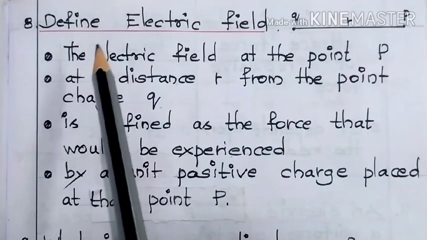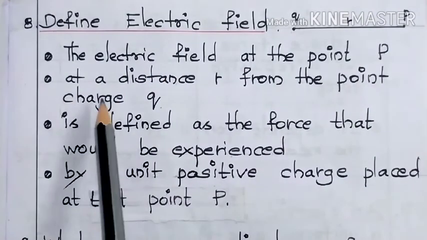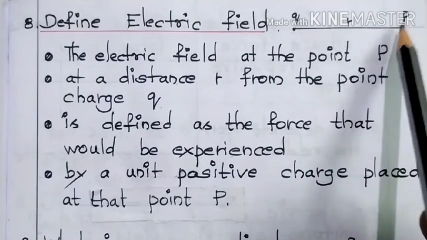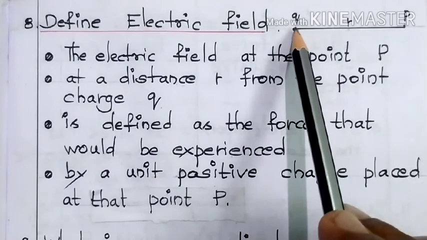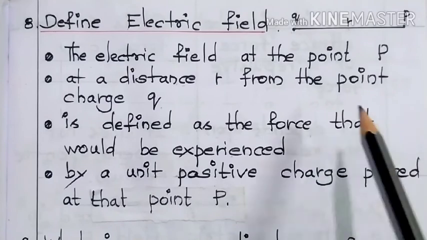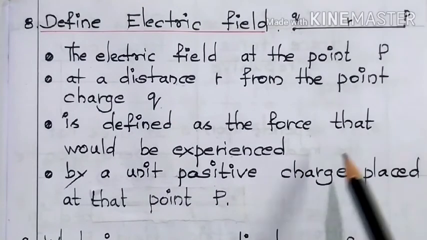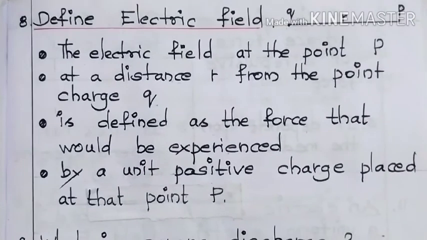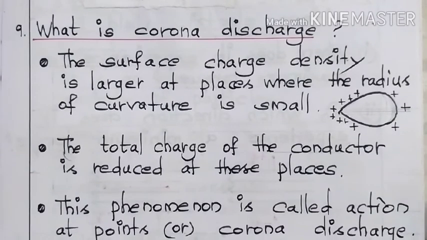Now let us have a look at this answer. Now it would be easier to understand. The electric field at the point P at a distance r from the point charge Q is defined as the force that would be experienced by a unit positive charge placed at that point P. Okay. Next one. What is corona discharge?